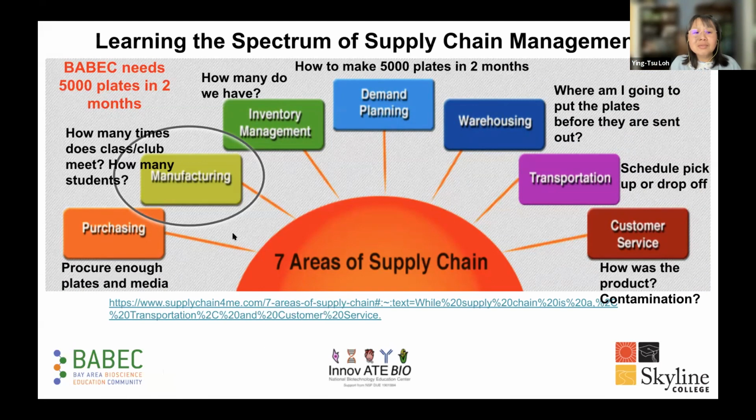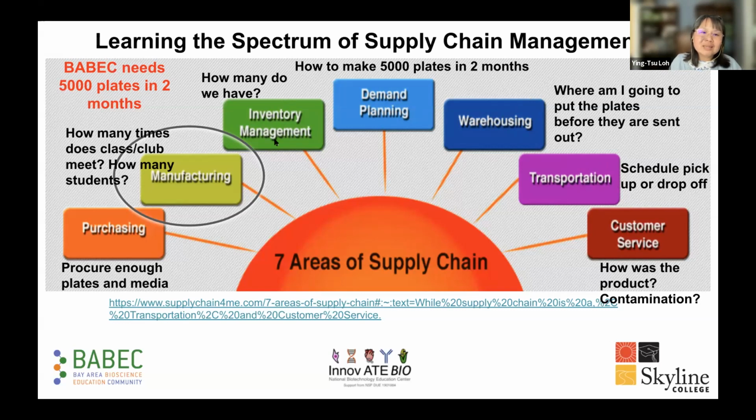So you have to think about how many plates you got to have, how much media you got to have, how many do you have at the moment, inventory management, where are you going to store this stuff? Where am I going to put the plates before they're sent out? Who's going to pick them up? How do I schedule that to get them there on time? And how was that product? Was there any contamination? So you're integrating quality in all of these pieces as well.